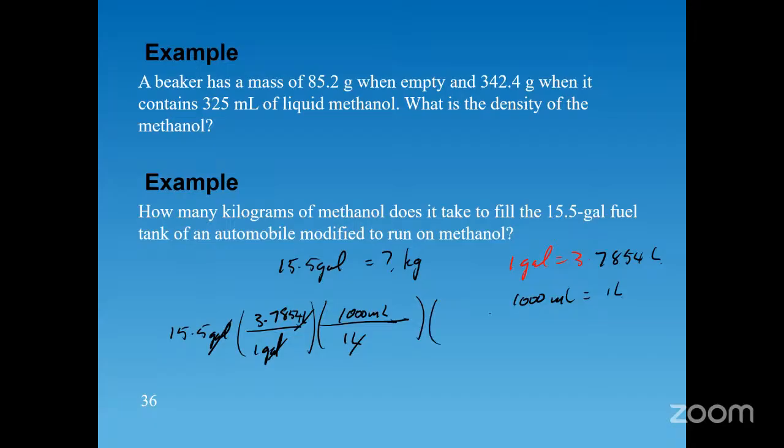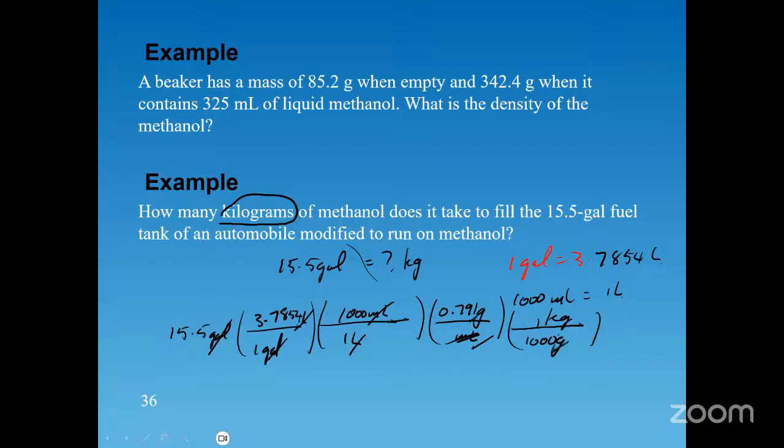Now the next conversion factor would be the density, right? And we calculated the density already to be equal to 0.791 grams per milliliter, right? So the milliliter units will cancel out. But we're not finished yet because the question is asking for the mass in kilograms. So there's another conversion factor needed where we convert from grams to kilograms, and that would be 1,000 grams below and 1 kilogram above. So that goes with that.